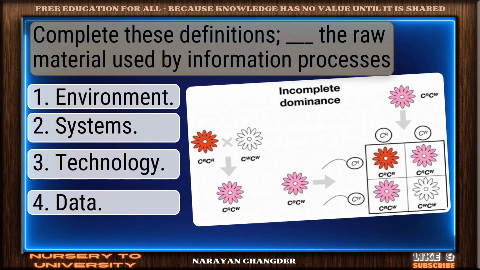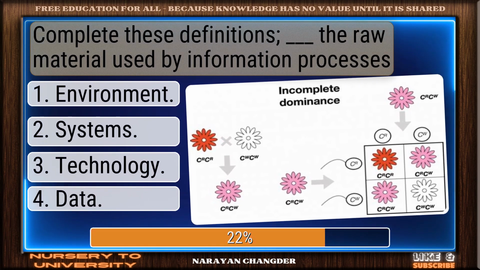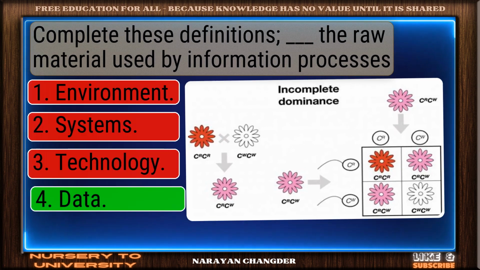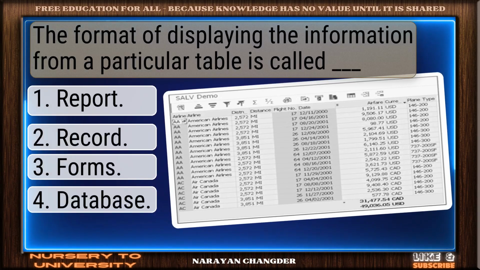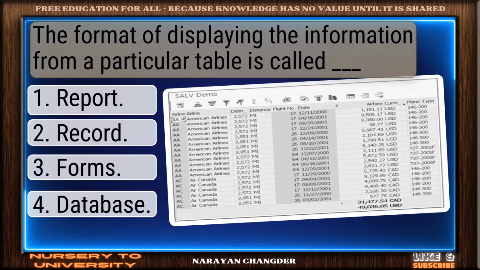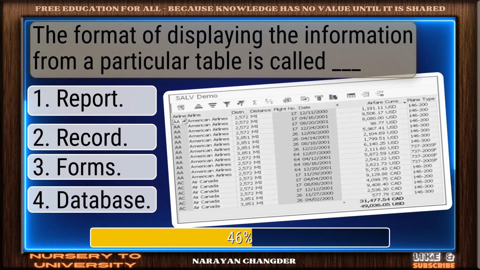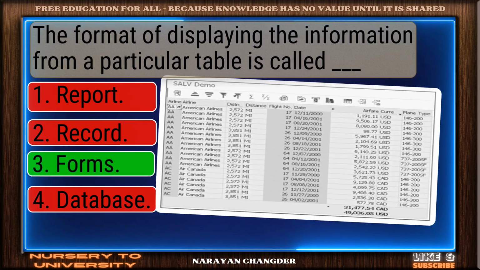Complete these definitions. ... the raw material used by information processors. Smart move. Data is accurate answer. The format of displaying the information from a particular table is called... Correct. Forms is spot on.